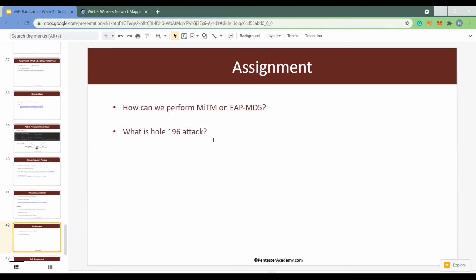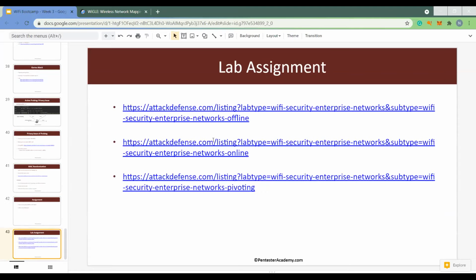So, assignment questions, we have these two questions. How can we perform MITM on EAP-MD5? That's the first question. You have already studied EAP-MD5 now, so by now you know why we can perform MITM and how we can perform it. That is something you have to think about. When we talk about Wi-Fi enterprise networks, there is this attack called the Hole 196 attack. You have to read about it and see what it is. That is the assignment. And then there is the lab assignment. These are the labs that you have to complete, corresponding to what we have learned in this session, right? So that is what we had planned for today.